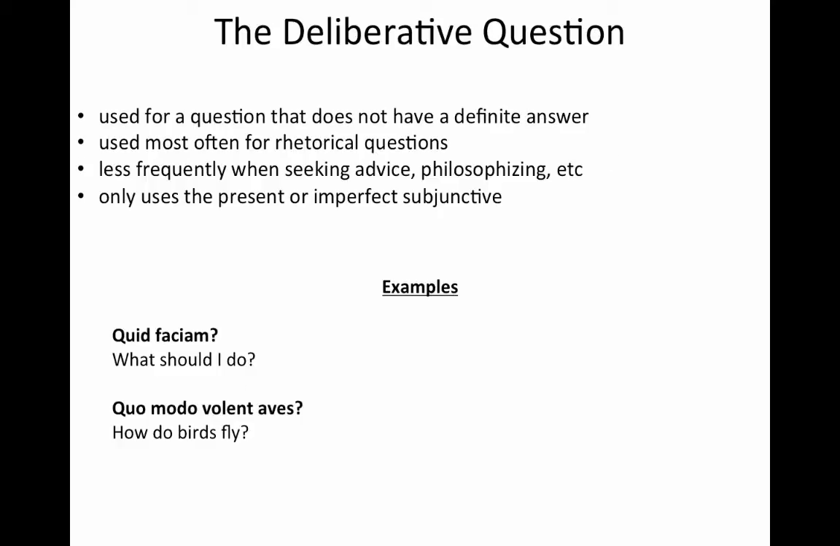The deliberative question is different from a normal question. The deliberative question is asking a question that does not have a definite answer. It's used to philosophize, for a rhetorical question, or when seeking advice, as opposed to a question that uses an indicative verb that has a definite set answer. What's 2 plus 2? 4. Indicative.